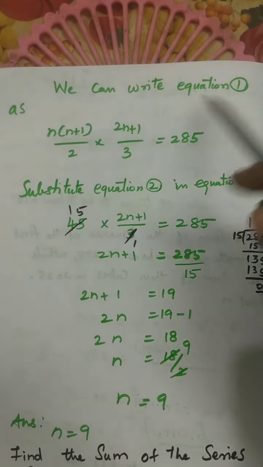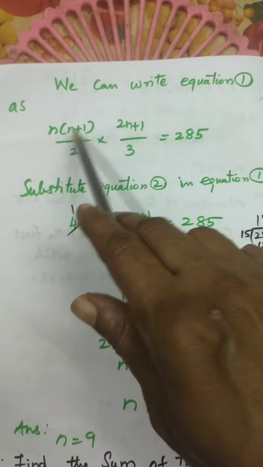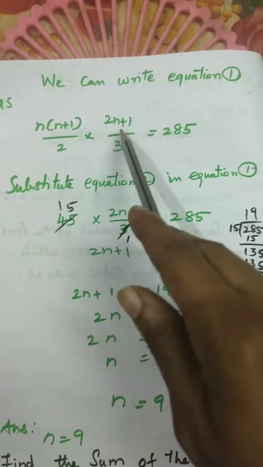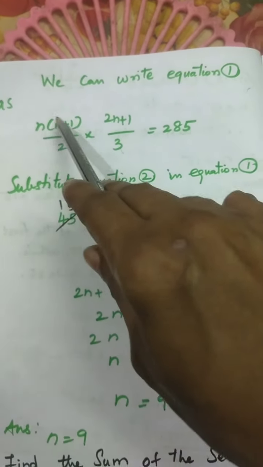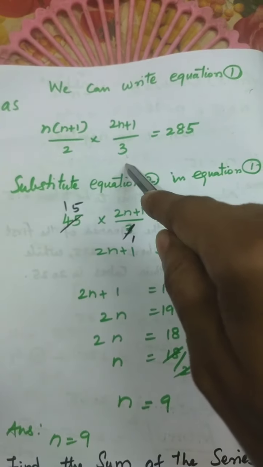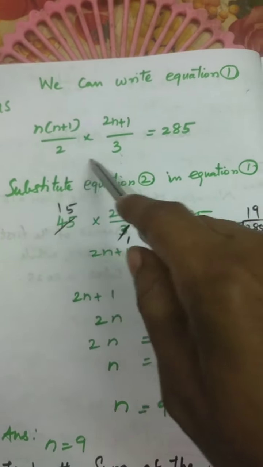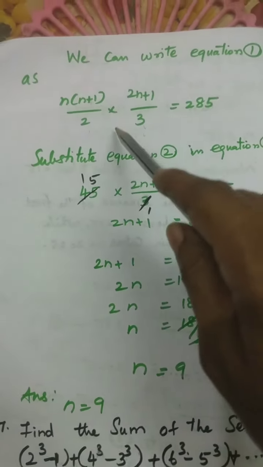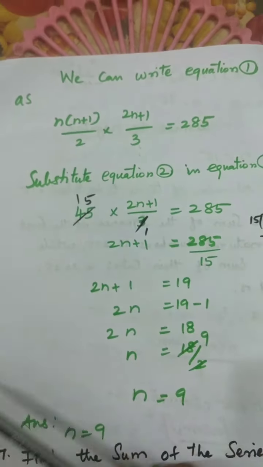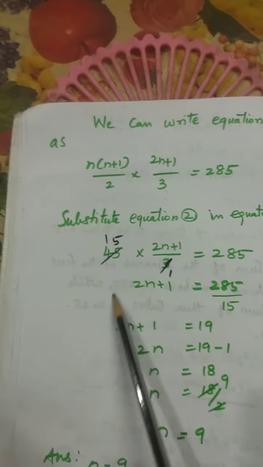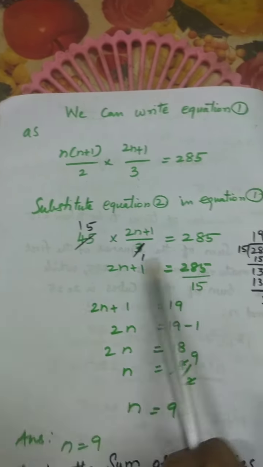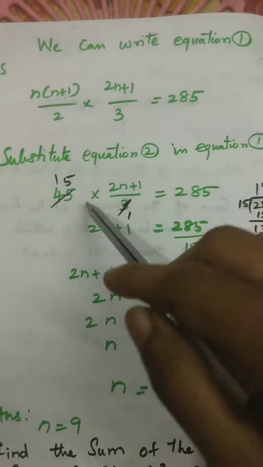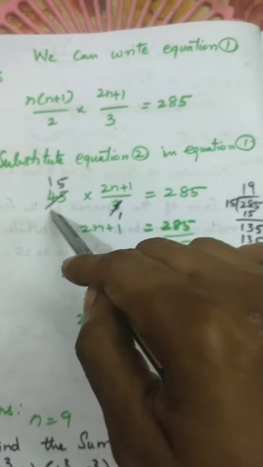We can write equation 1 as n(n + 1)/2 into (2n + 1)/3. We can split the 6 into 2 and 3. Here you have 6, no. Now you have to substitute the second equation. n(n + 1)/2 is equal to what you found there, 45. Instead of this you are substituting 45.